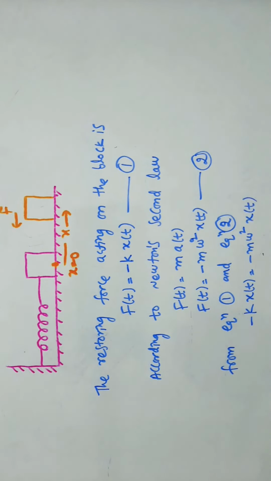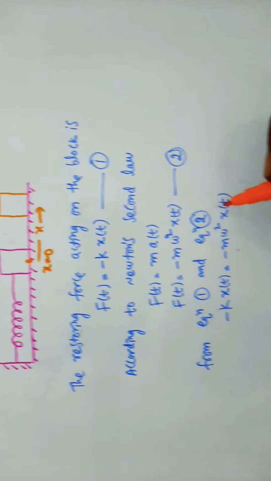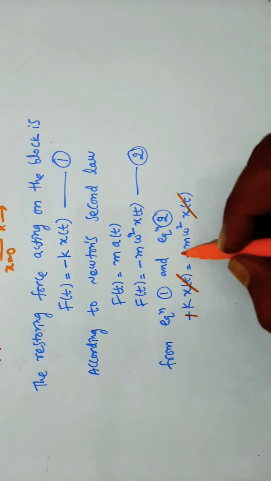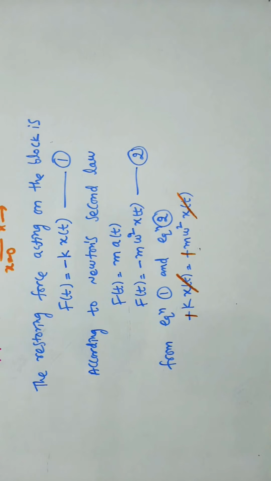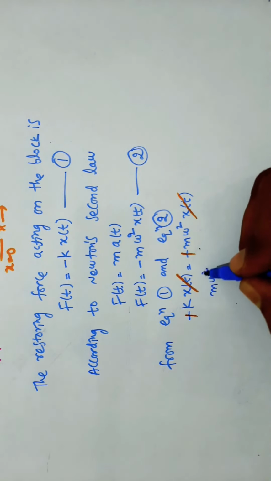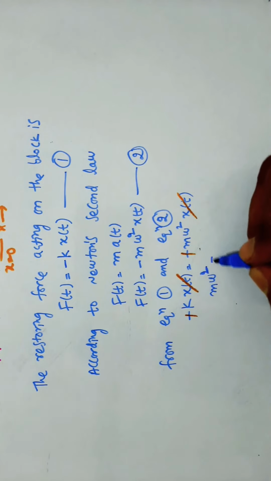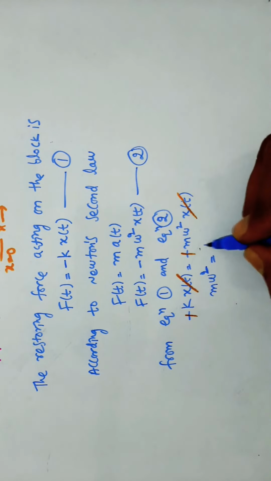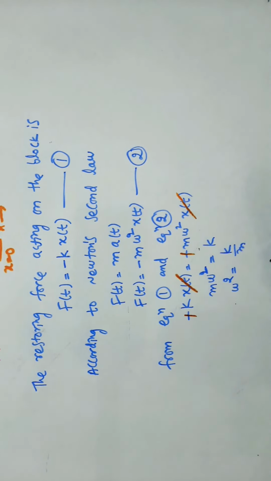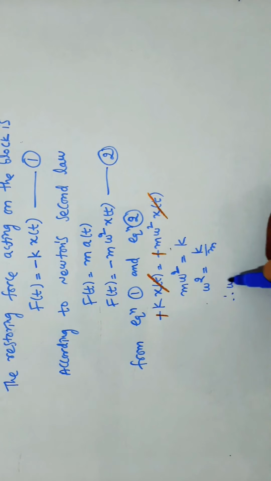So here x(t) cancels, minus minus cancels. So we can write m omega square is equal to k. From this, omega square is equal to k by m. Therefore omega is equal to, how can we write, under root of k by m.